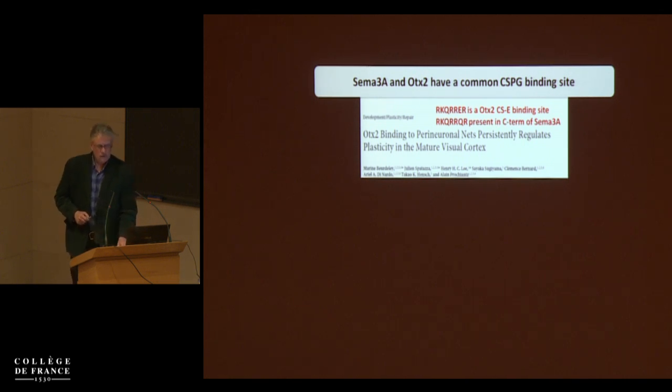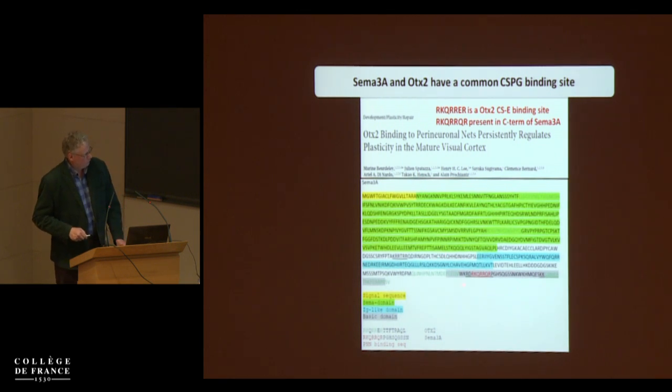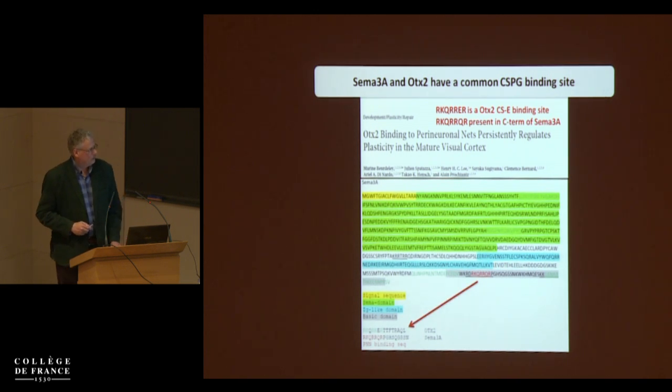And it's very specific for semaphorin 3A. It's not present in any of the other semaphorin family members. It's present in the C-terminal domain. It's located here, the red amino acids. And of course, this then encouraged communication between Alain's group and myself.